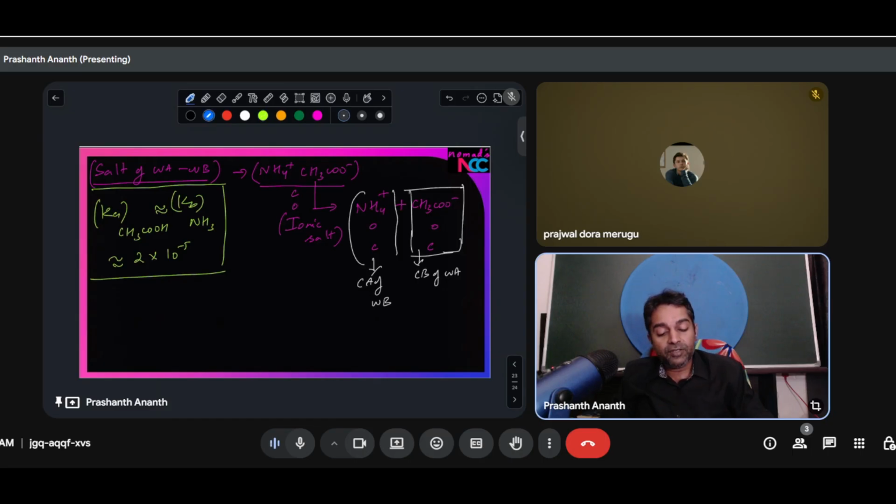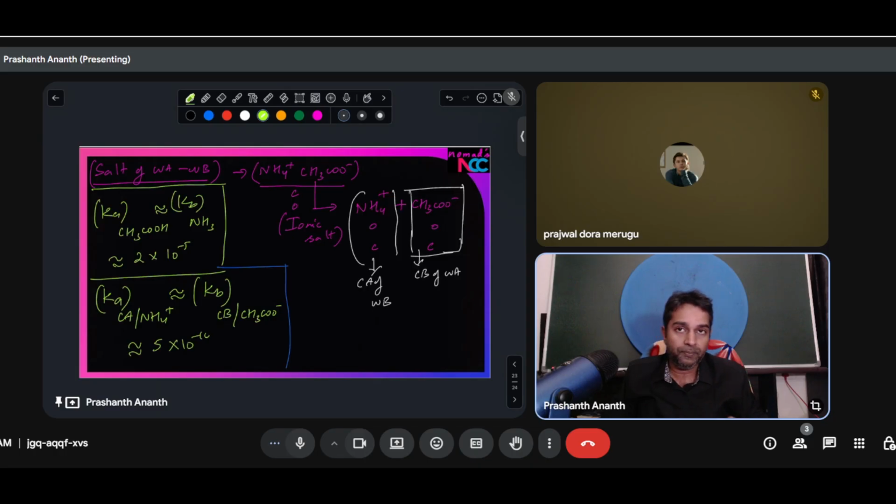This straight away gives us one more piece of information over here. We now have Ka for the conjugate acid, which is going to be the ammonium ion, approximately equal to Kb of the conjugate base, which is going to be CH3COO minus, which in turn are approximately equal to 5 into 10 power minus 10. So both of these Ka and Kb values are 5 into 10 power minus 10 approximately.